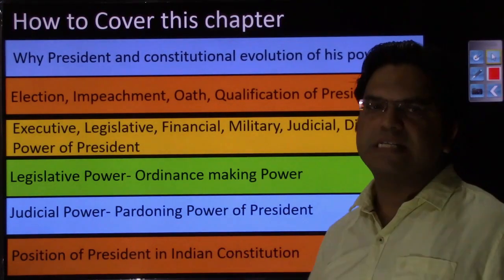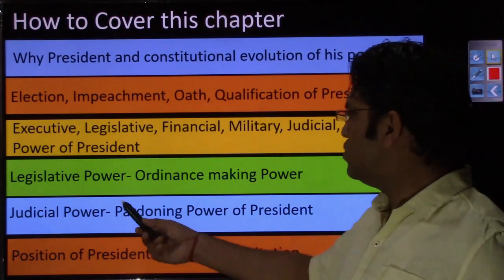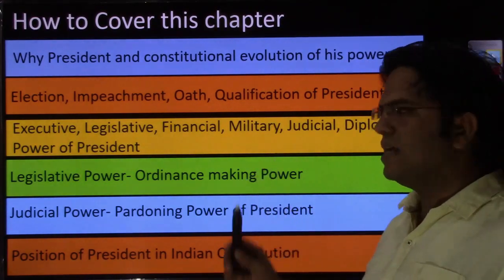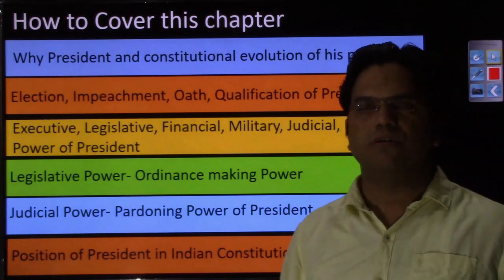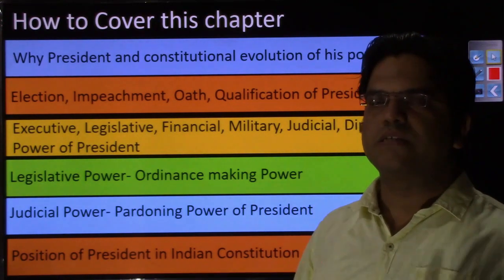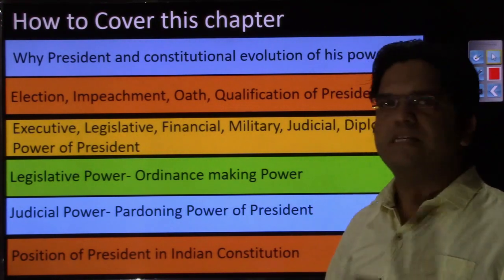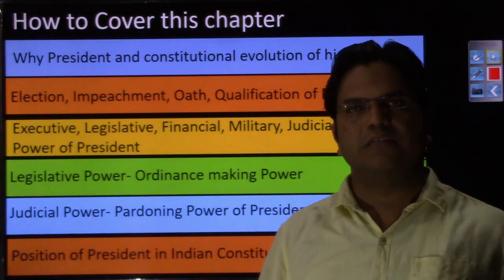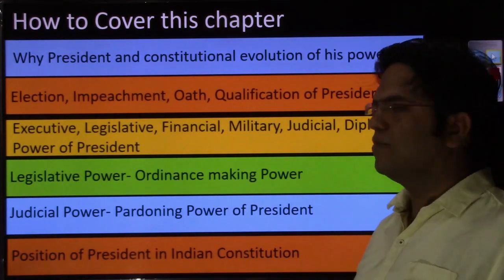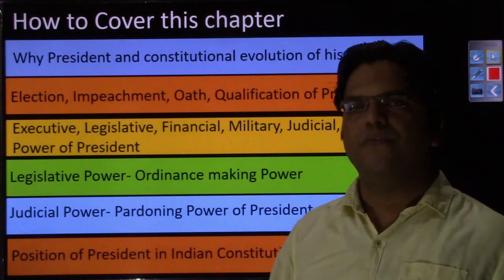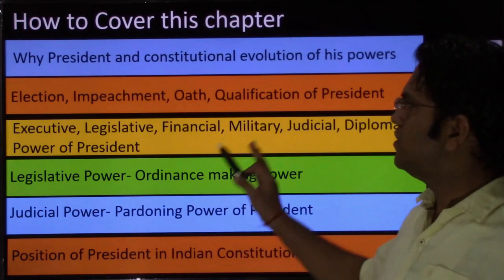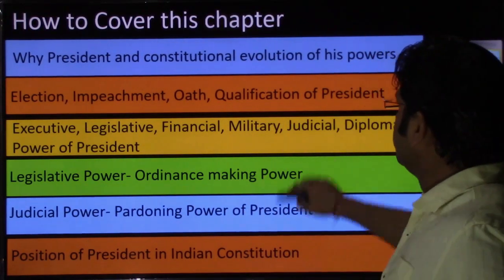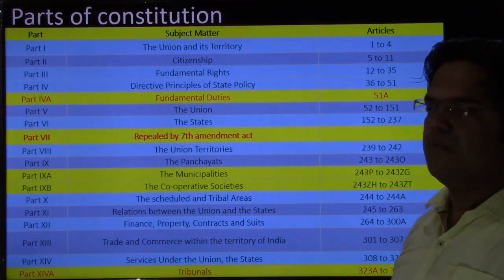Then in the last leg we will discuss the position of the President in the Indian Constitution. We will also discuss situational discretion. In the Indian Constitution the discretionary power of the President has not been defined, but there is something called situational discretion. So in the last leg we will discuss what situational discretion is available to the President. Enough time we have spent on the introduction. Let us move into the slides and see the structure of the Union Government.